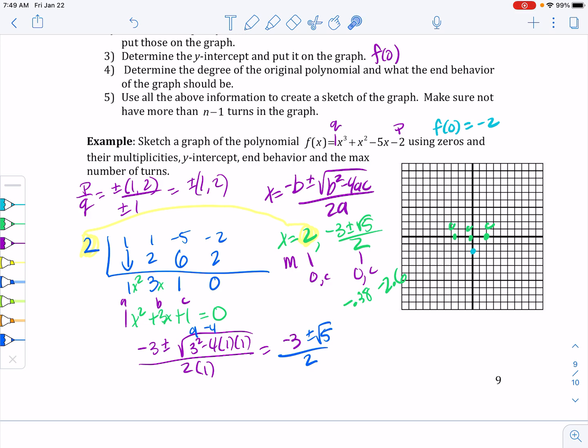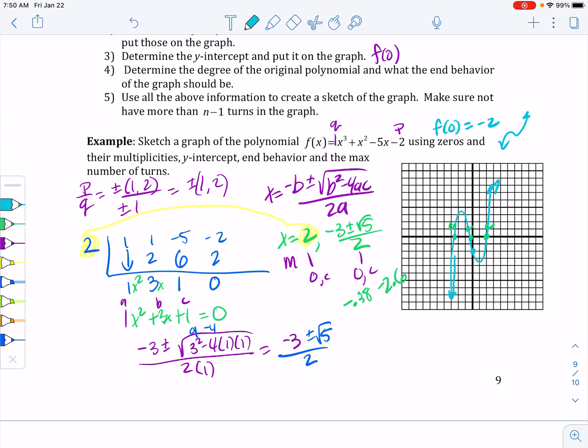And then we have this is an x cubed, so that means that it's going to be odd. Since it's positive, it's going to look like this shape. So now I'm going to put all that information together to get my graph. Okay? So I'm going to come from the bottom left. I'm going to cross here, and cross there.